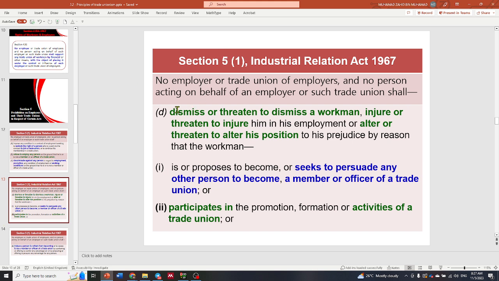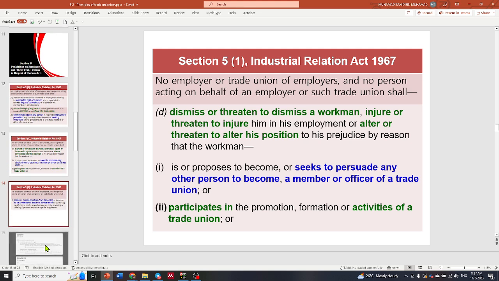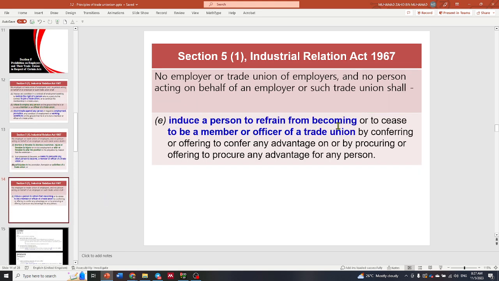And then further on, D, dismiss or threaten to dismiss a workman, injure or threaten to injure him in his employment, or alter or threaten to alter his position to his prejudice by reason that the workman is or proposes to become or seeks to persuade any other person to become a member or officer of a trade union, or participates in the promotion, formation, or activities of a trade union. Or yang E, induce a person to refrain from becoming or to cease to be a member or officer of a trade union by conferring or offering to confer any advantage on, or by procuring or offering to procure any advantage for any person.